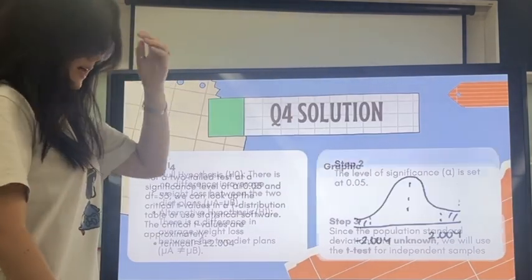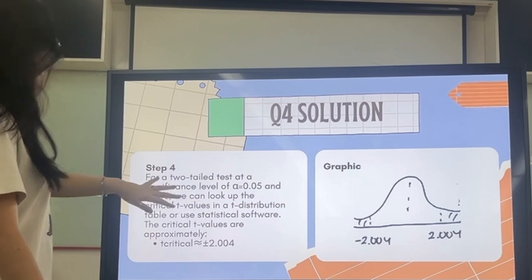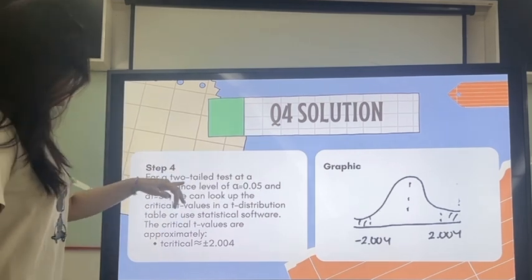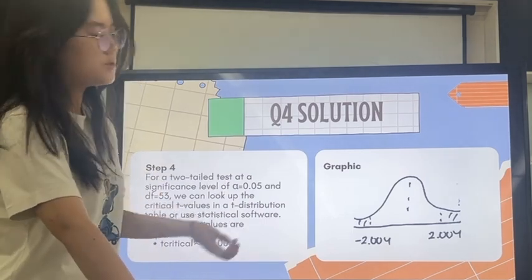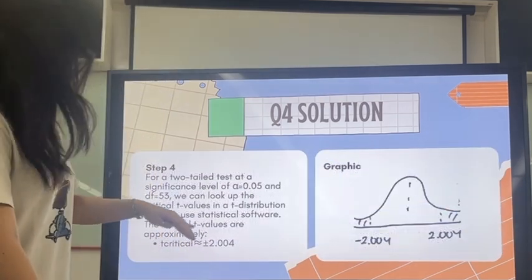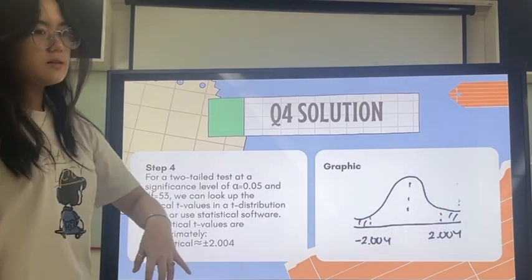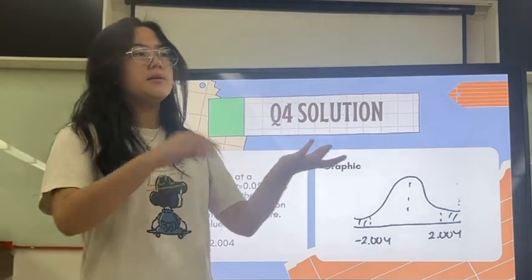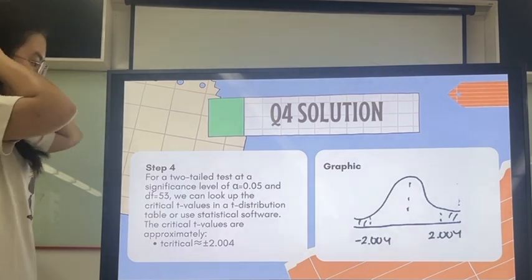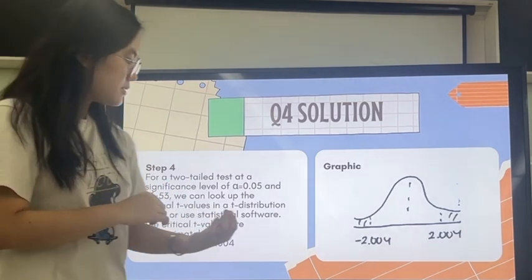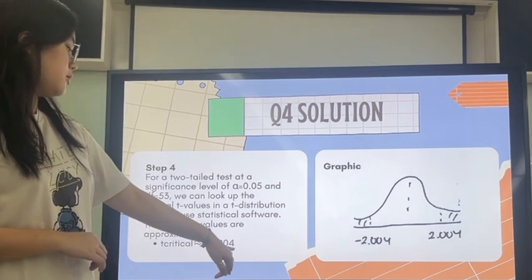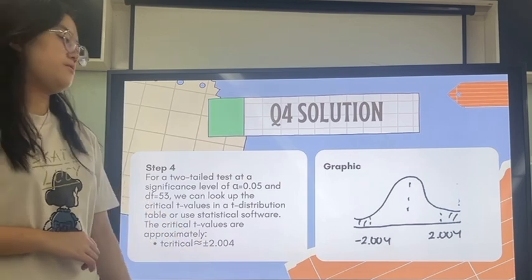Okay, so next, step 4 is finding the critical value. So for a two-tailed test, why is it two-tailed? Because of the equal and not equal to, and because the df is 53, which is sample A plus sample B minus 2, we find that the critical value for the t critical is around 2.004 and minus 2.004.